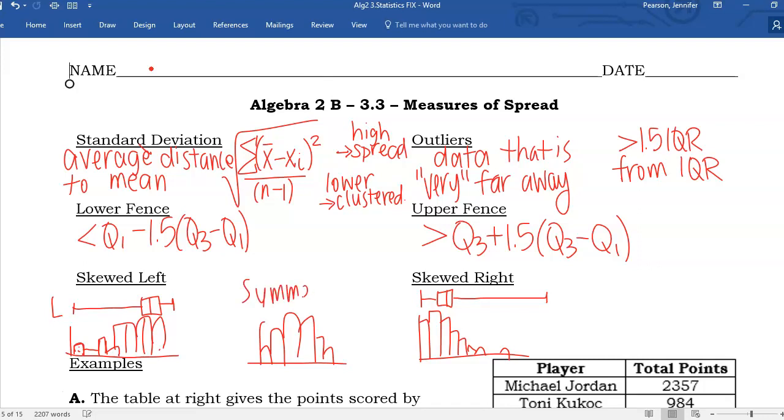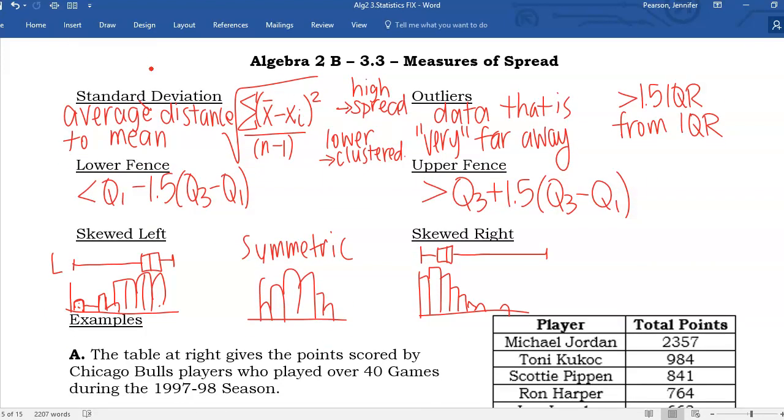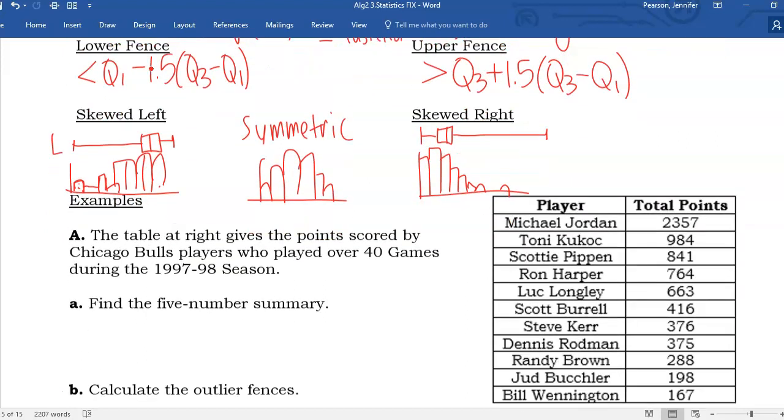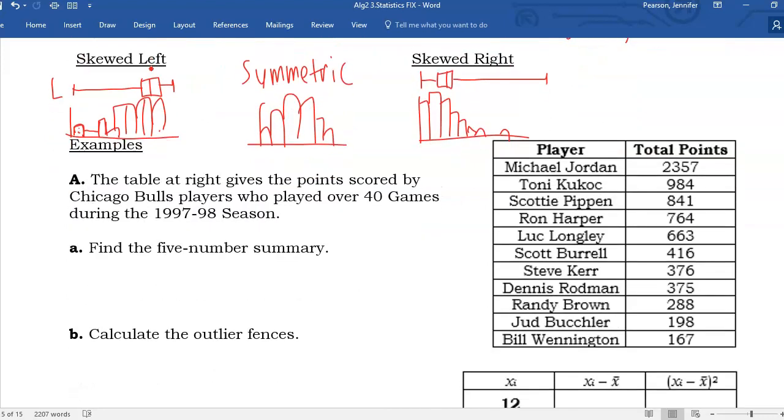Okay, let's try some of these definitions and formulas. Example A: the table at right gives the points scored by the Chicago Bulls players who played over 90 games during the 97-98 season. Find the 5-number summary. So we have Michael Jordan up here with 2,357 points being our maximum. And we have Bill Wennington scoring 167 points as our minimum. To find the median, we need to match up low to high and find the middle. These are ordered for me, so that makes it easy. My median would be right here at 416.